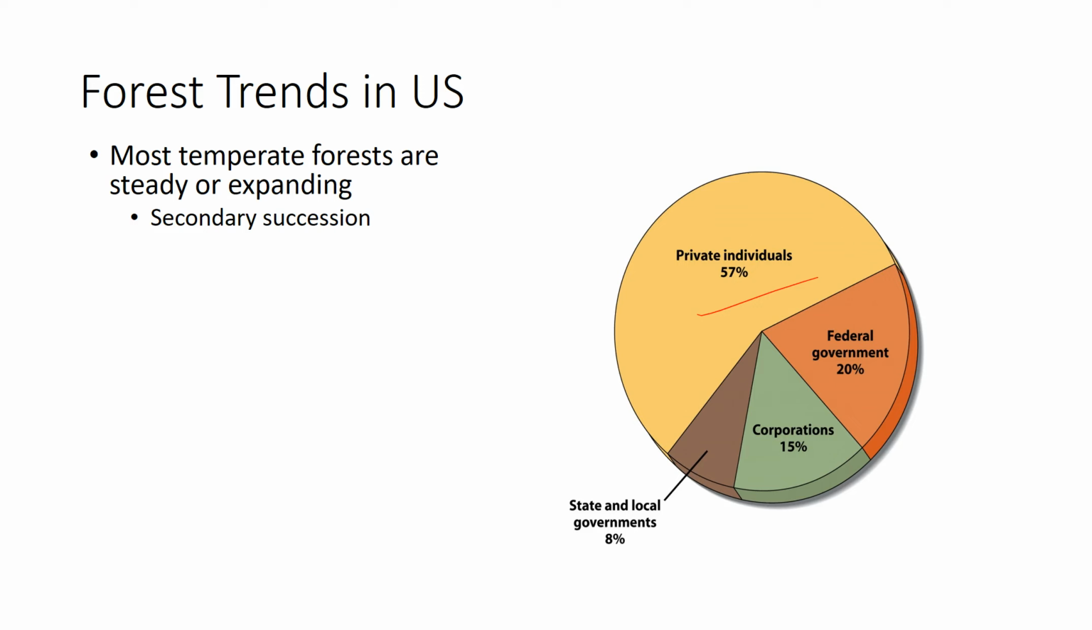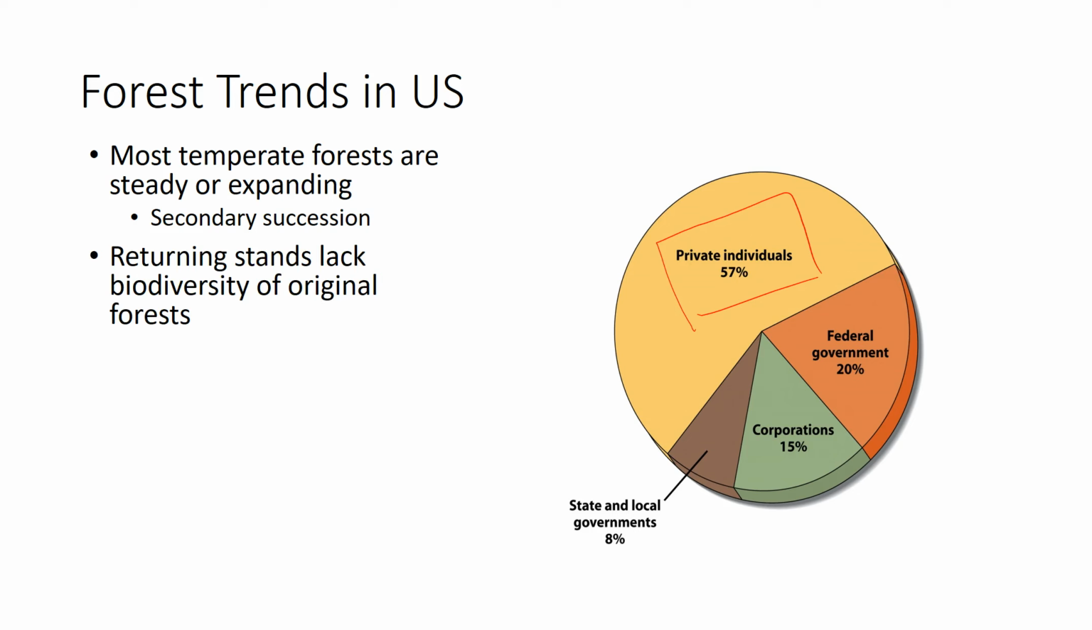57% of the forests in the U.S. are privately owned. Federal government owns 20%, corporations 15%, and state and local governments 8%. So a little over half don't have the government agencies managing them.